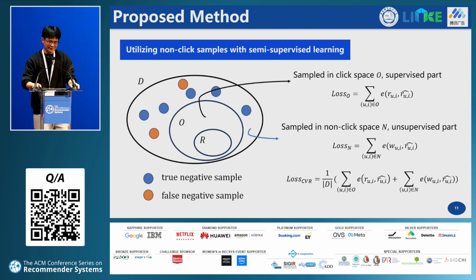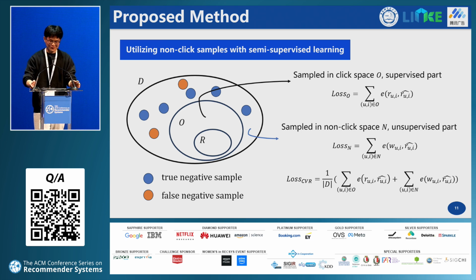During the optimization process, we divide the loss into two spaces. In click space, because we think the user actually clicked on this space, the CVR labels of these samples are accurate, and we can just compute the normal cross entropy loss, and that is loss O. And in non-click space, that is our focus. We try to calculate again the cross entropy loss.